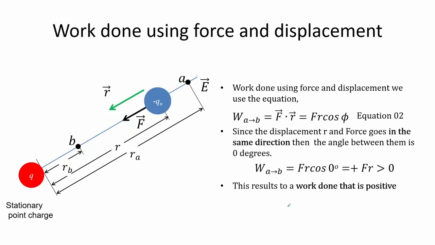Here we solve work using the force and displacement vectors. Using equation 2 we see that the displacement and force go in the same direction, thus the angle between them is 0 degrees. This will result in a positive value of work. So the work done in moving the negative test charge towards an opposite charge that is stationary is positive.